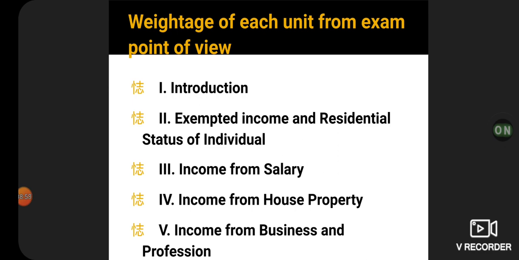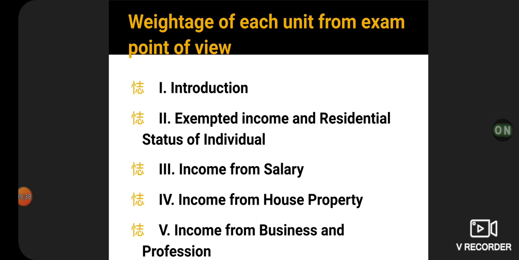Next, the second unit is exempted income and residential status of individual. From this unit, 2 to 3 questions of 2 marks are expected, 1 question of 5 marks is expected, as well as 1 question in section C or section D is expected. Third unit, income from salary. It has weightage in all 4 sections: in section A, 2 to 3 questions can be asked from this unit; in section B, 1 question; in section C or section D, 1 question of 15 marks can be asked from this unit.